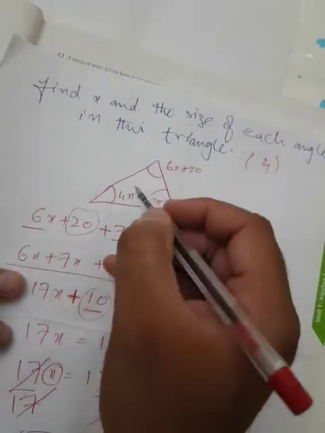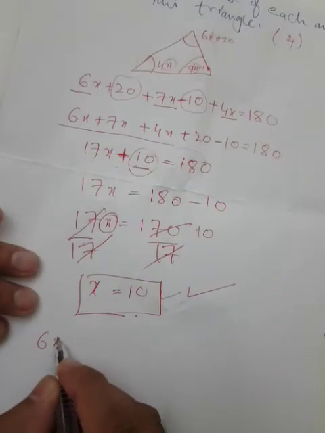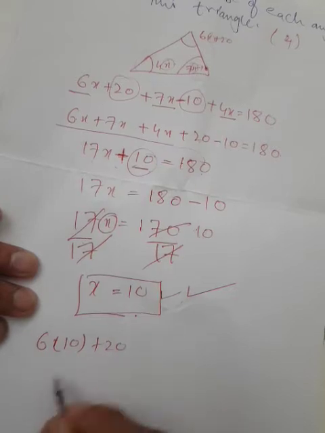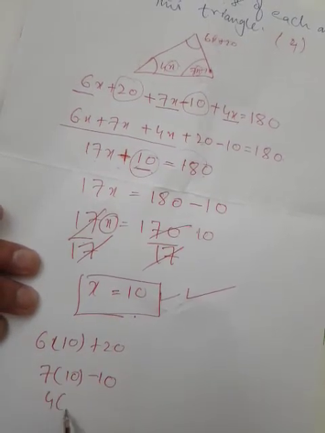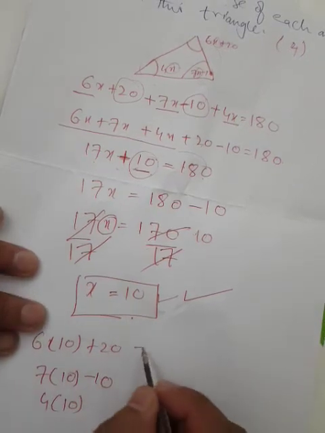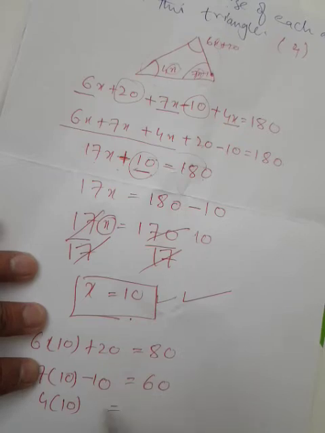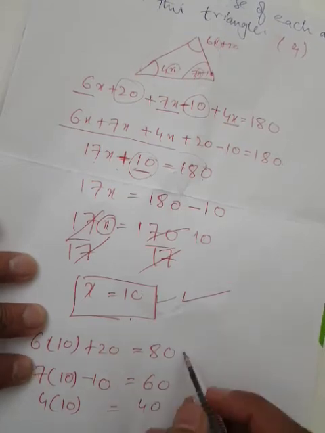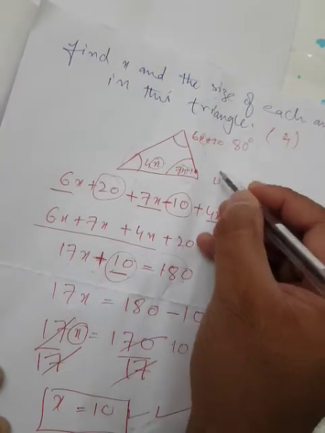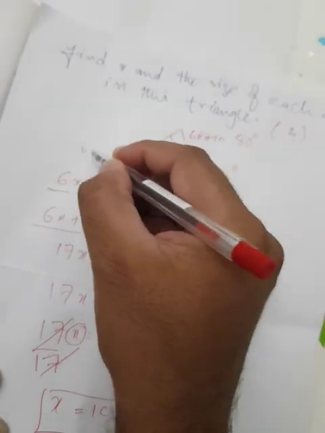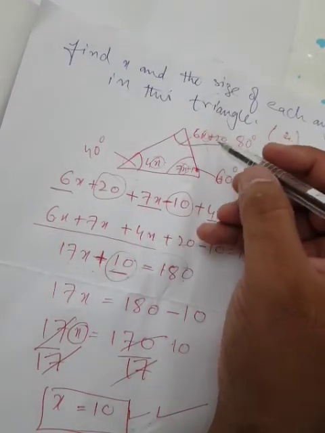So what I'm going to do is, I will substitute every x with 10. So 6 times 10 plus 20. 7 times 10 minus 10. And 4 times 10. 6 times 10, 60 plus 20 is 80. 70 minus 10 is 60, and 4 times 10 is 40. So now 80, 60 and 40. This is 80 degrees, this is 60 degrees, and this is 40 degrees. Now this is my final answer. Now I know the value of each angle in my triangle.